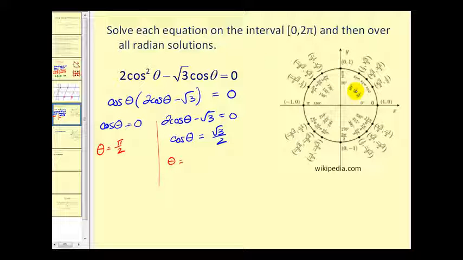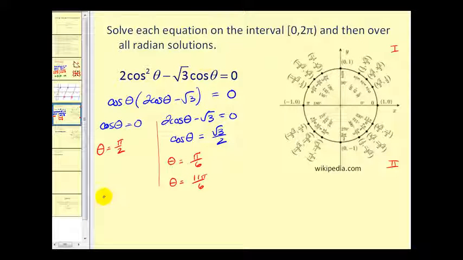And now we want to find all of the angles that have a cosine function value of square root 3 over 2. Since this function value is positive, we know that we're going to be in the first or fourth quadrant. And so if we look at 30 degrees or pi over 6, we have an x coordinate of square root 3 over 2. So that's one of our solutions, pi divided by 6. And then we also have in the fourth quadrant 330 degrees or 11 pi over 6.